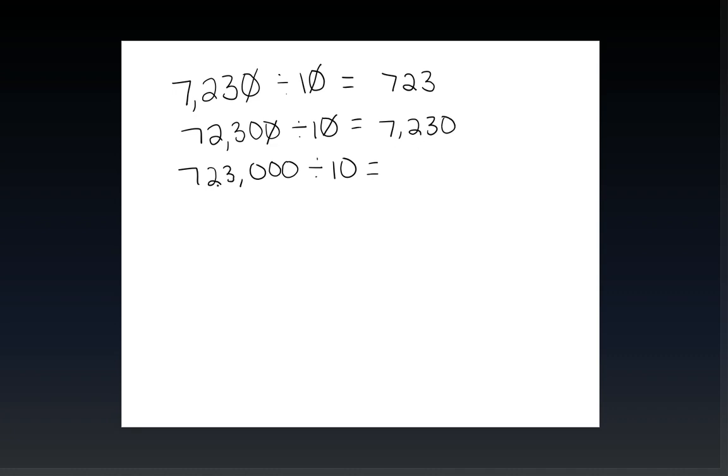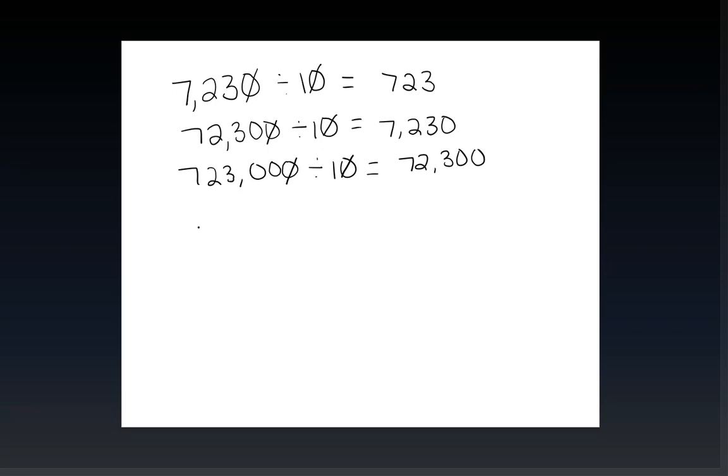7,230. Now, 723,000 divided by 10. Again, there's 1 zero on here, so that means I can take off 1 zero on this side. So my trick works in reverse. I can look at however many zeros I have on this side of my division symbol, and I can count it. If I have 1 zero, I can take off 1 zero, and that's my answer.